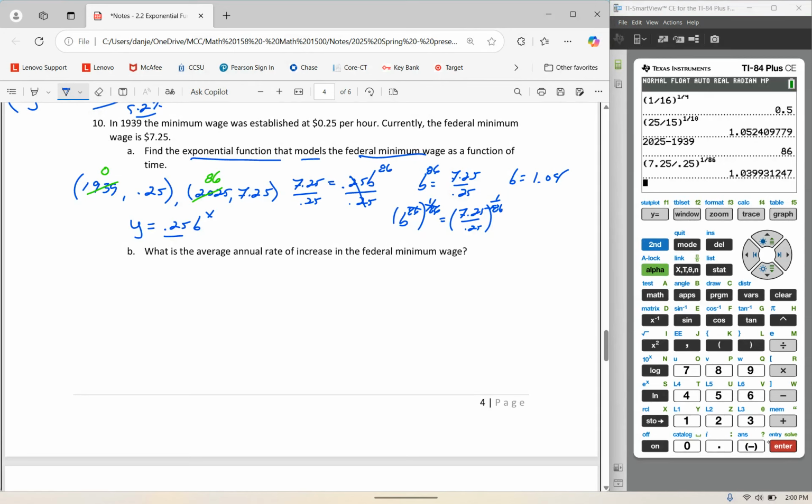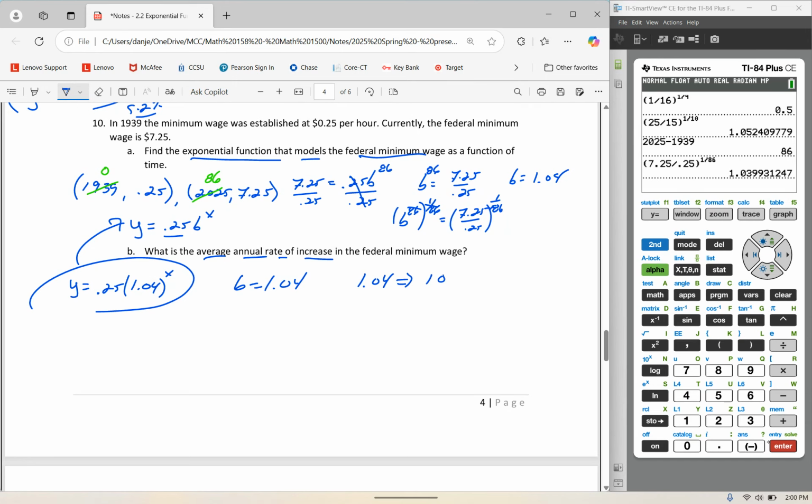So I'm going to write it down here. Y equals 0.25 times 1.04 to the x. Okay, so that's the equation that we needed for part A, the average annual rate of increase. Notice that B is 1.04. We are multiplying by 1.04.